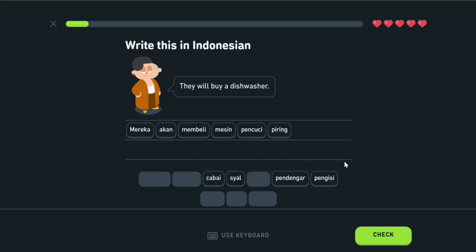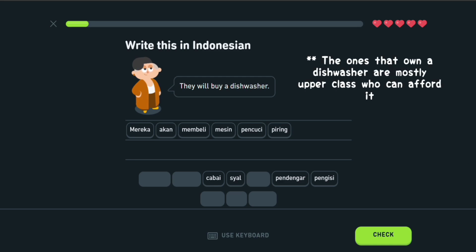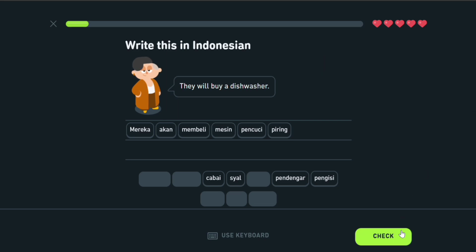So in Indonesia, I don't think many people actually have a dishwasher. It's not like other countries where having a dishwasher is a normal thing. We usually just wash our dishes by hand.